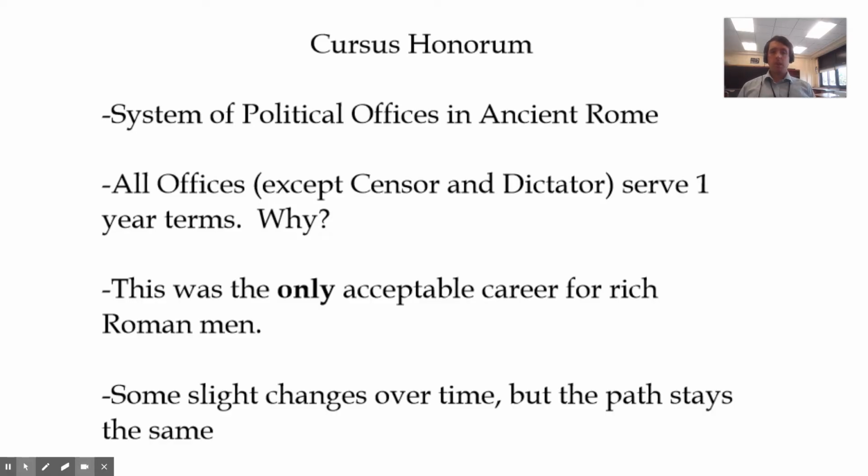Romans were in power for a very long period of time. So there's a lot of slight changes here and there, but the path stays the same.